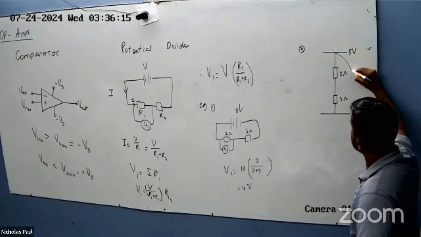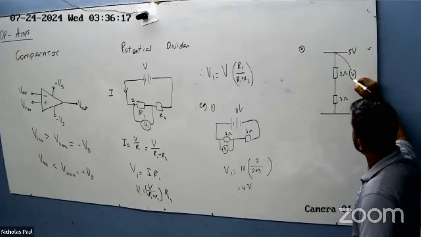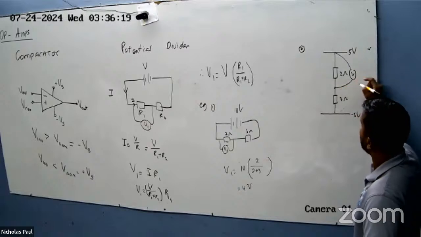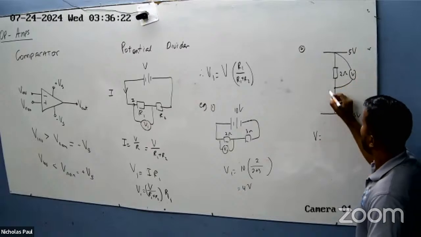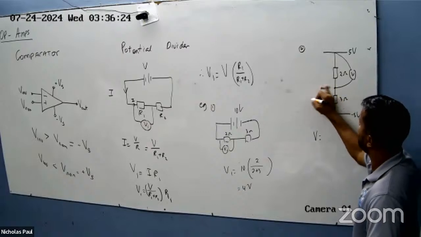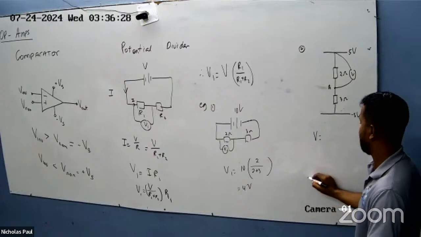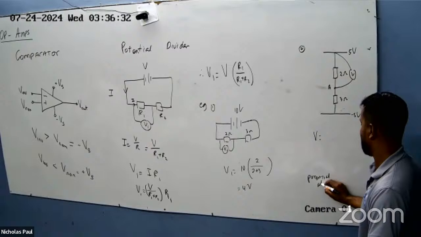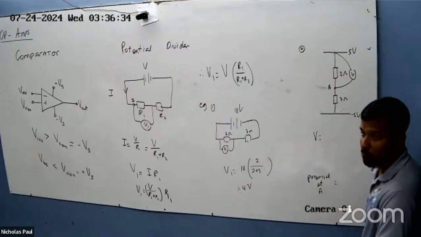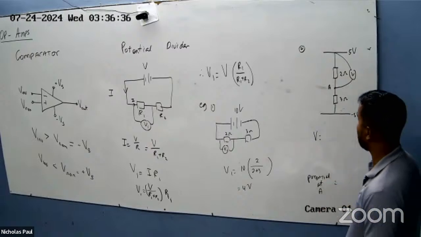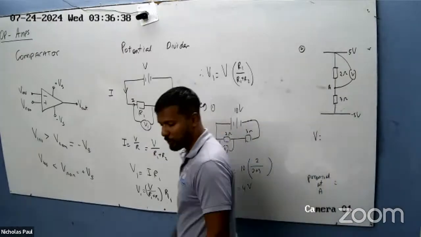I am going to connect a voltmeter here. And I want V. And then I want potential at V. Copy it down and then let's see if we can find the voltage and then find potential at V.